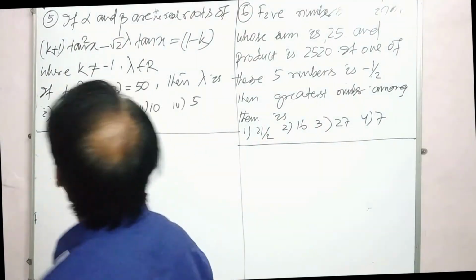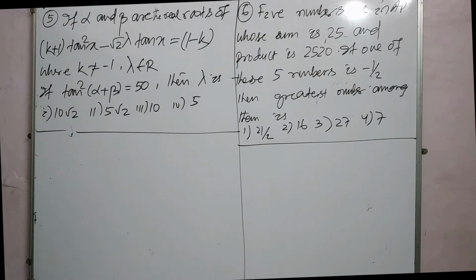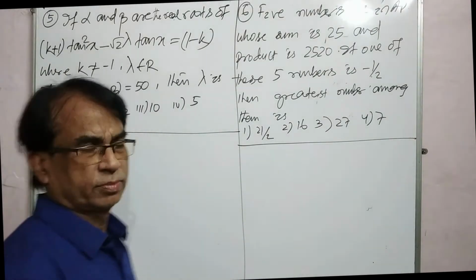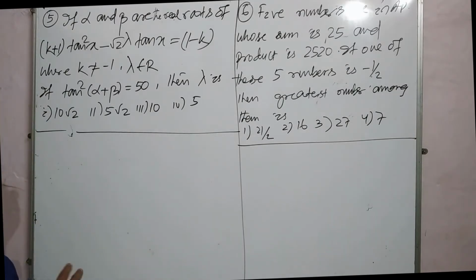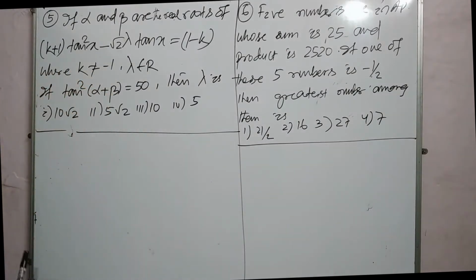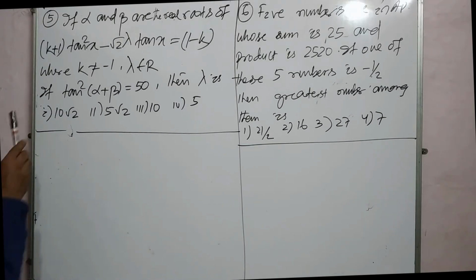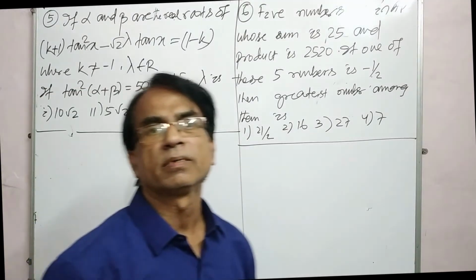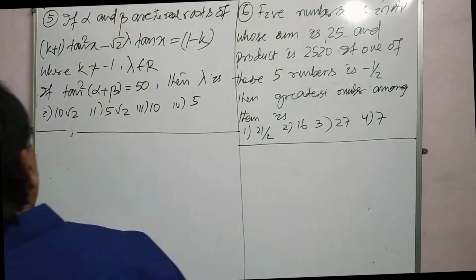Now students, coming to the fifth question, a quadratic equation where trigonometry is involved. Roots are there. If alpha and beta are the real roots of this quadratic equation, where k is not equal to 1 and lambda belongs to R, in addition to it, the given information is tan squared of (alpha plus beta) is equal to 50. Then what is the value of lambda?